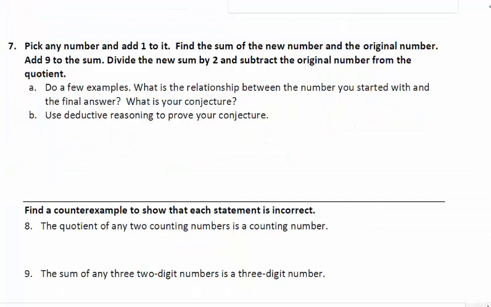So number 7, we're going to pick a number and add 1 to it. Find the sum of the new number and the original number. This is where, again, you got to be careful. So we're going to come up with examples, again, at least 3, to come up with the relationship. So I'm going to call it 1, 2, and 3. So the first one here, I'm going to pick the number 2 and go through the process.